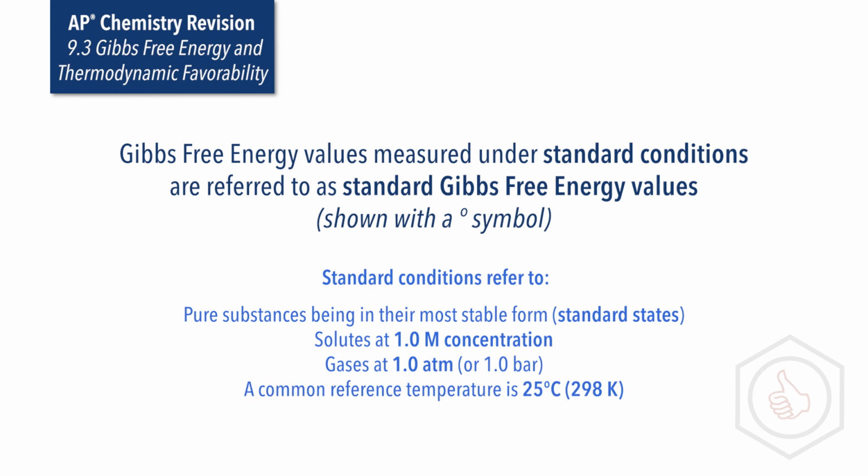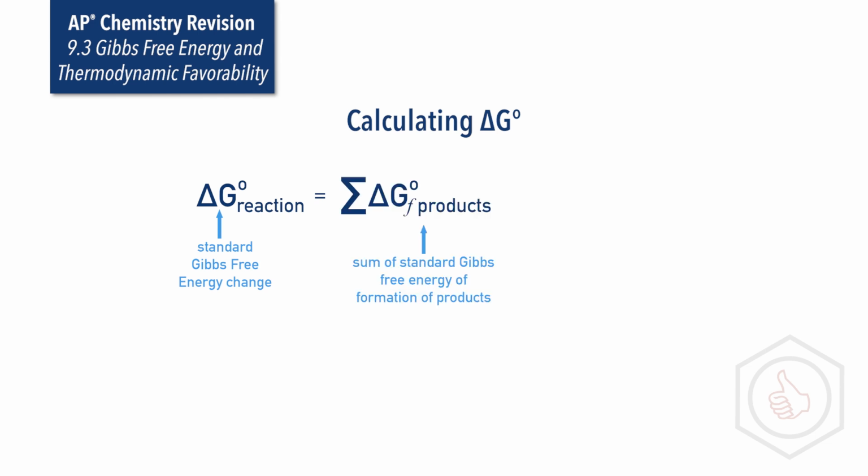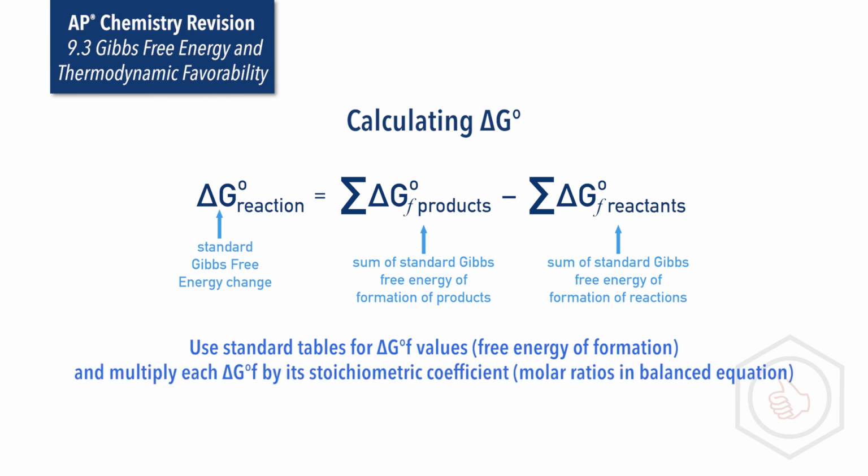There are two main ways to calculate standard Gibbs free energy change. The first is standard Gibbs free energy change equals sum of standard Gibbs free energy of formation of products minus the sum of standard Gibbs free energy change of formation of reactants. We can use standard tables for Gibbs free energy formation values and multiply each one by its stoichiometric coefficient, so molar ratios in the balanced equation.